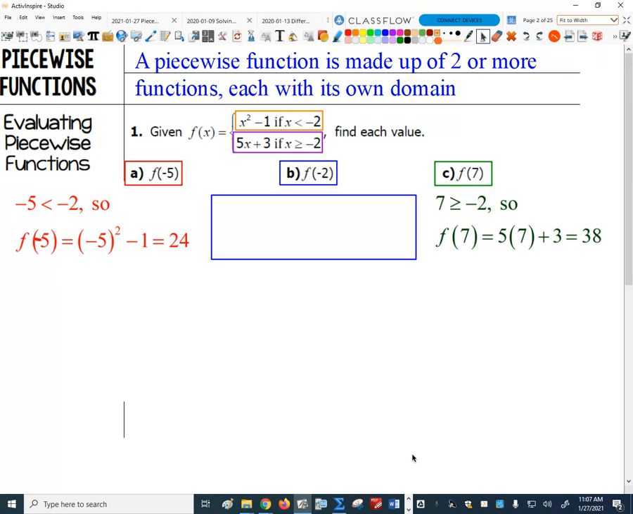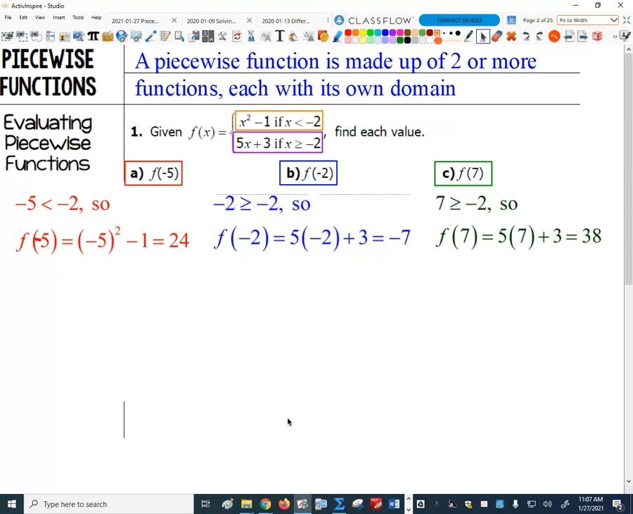Okay, that's still not everybody, but I'll leave it there. So yeah, it goes in the bottom, doesn't it? Because -2 is greater than or equal to -2. It's equal to -2, right? So therefore it's greater than or equal to -2. Plug it in the bottom, I get 5 times -2 is -10 plus 3 is -7. Okay, and we got it.